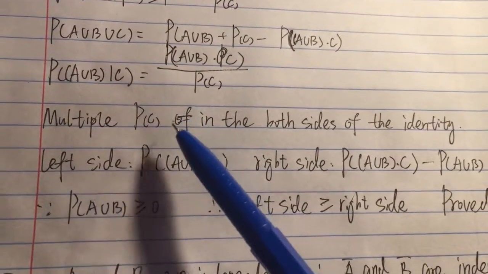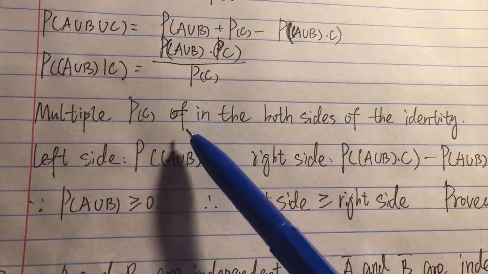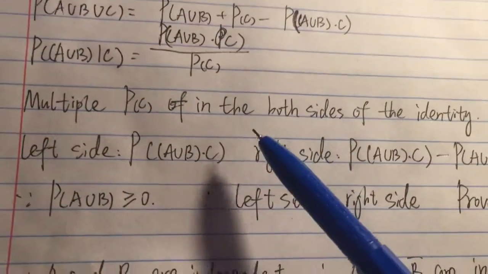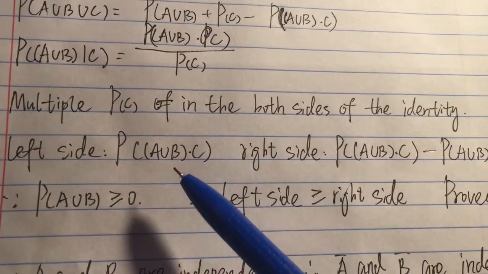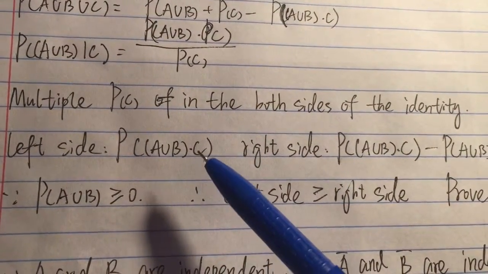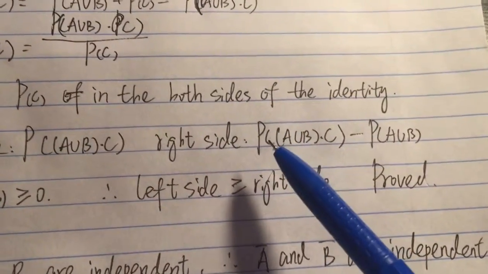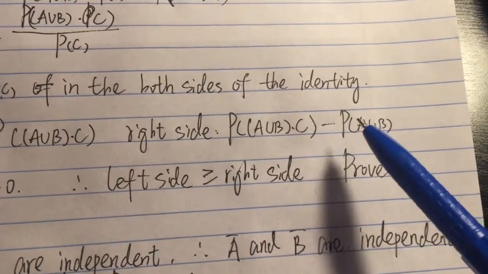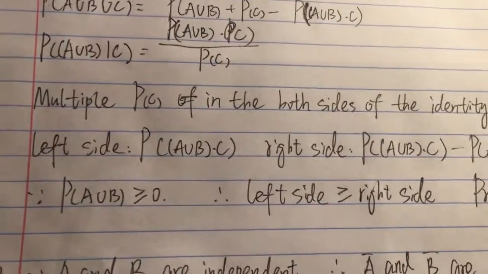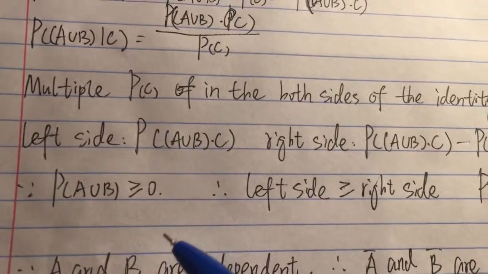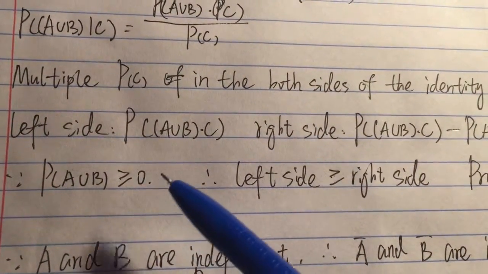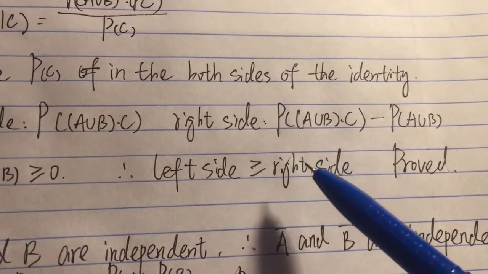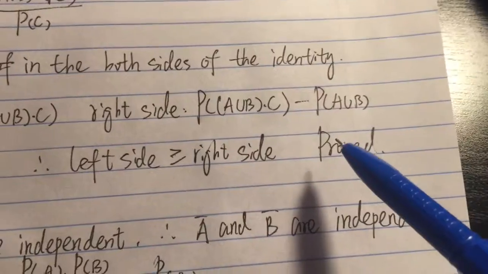Let's multiply the probability of C on both sides of the identity. After that, the left side equals the probability of A union B intersect C, and the right side equals the probability of A union B intersect C minus the probability of A union B. Because the probability of A union B is greater than or equal to 0, the left side is greater than or equal to the right side. So this question is proved.